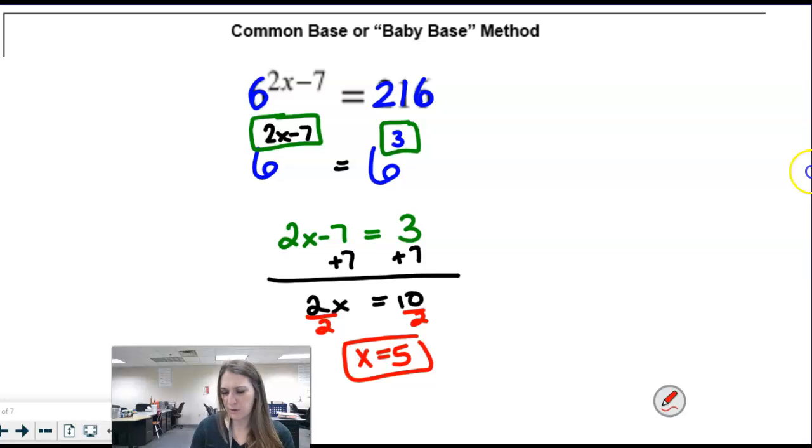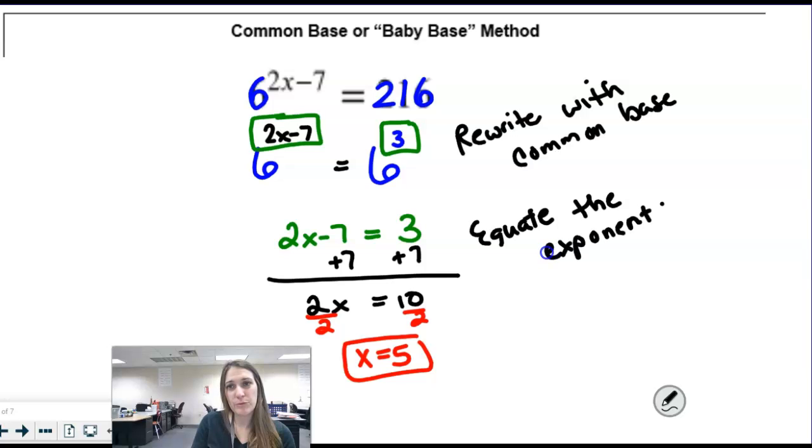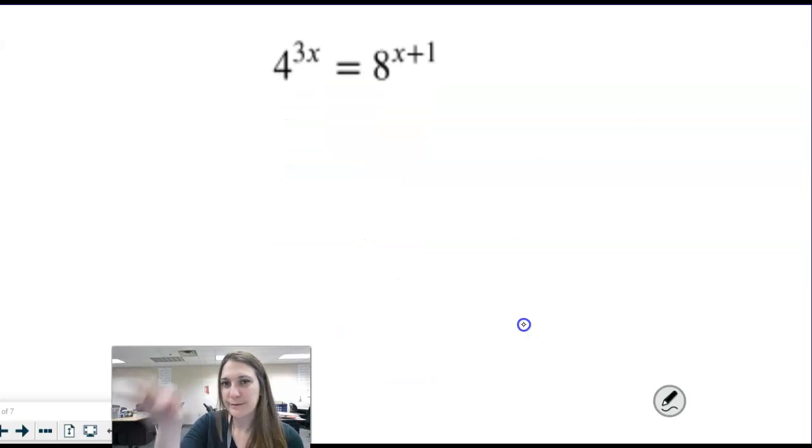Okay, so if we go through those steps one more time: we rewrite with a common base, or with baby base. And then we equate, which is the fancy word for set equal to, the exponents. And then, of course, we solve. With an exclamation point, you know?